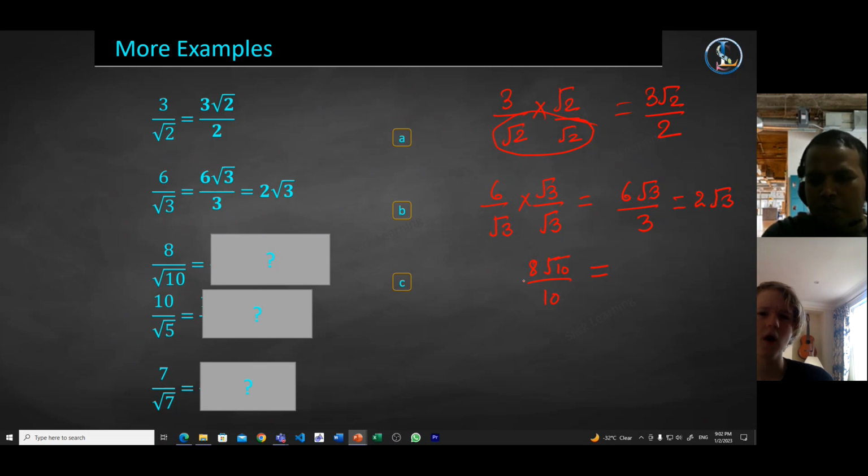2 is common between 8 and 10. Yeah, of course. So that's going to be 4 square root 10 over 5. Yeah, that's right.